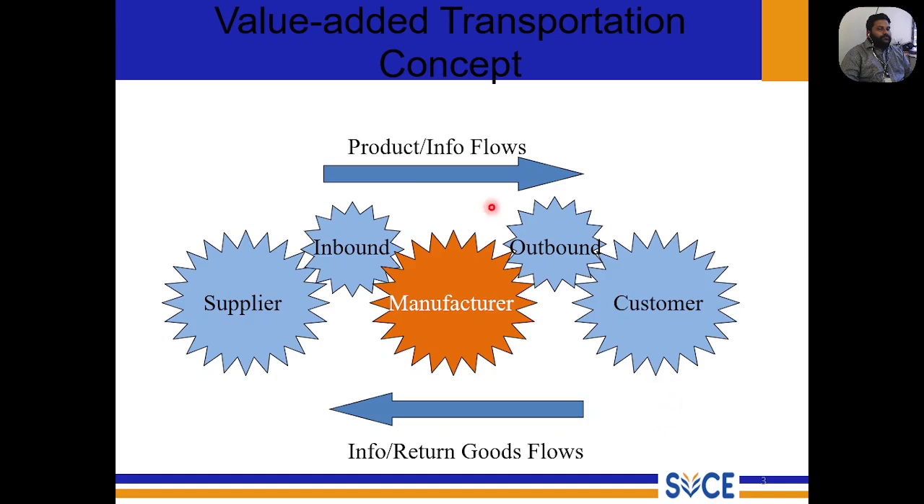When you talk about the value-added transportation concept, this is one simple view to see how logistics is utilized. You talk about supply. Supply is transported to the manufacturer, so that's inbound logistics. From the manufacturer it goes to the customer, so that's outbound. This is a way of product inflow and information and return goods flow. Over here the product information flows, and over here the return goods information flow is given. This is a simple view to understand how inbound and outbound logistics are performed.